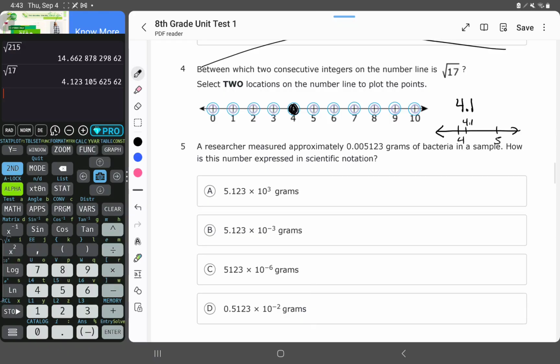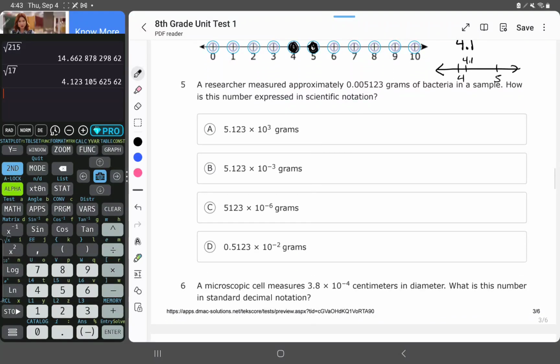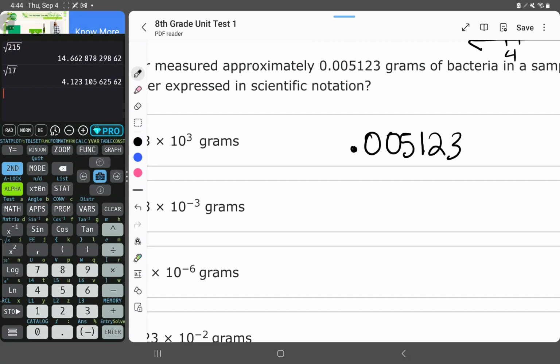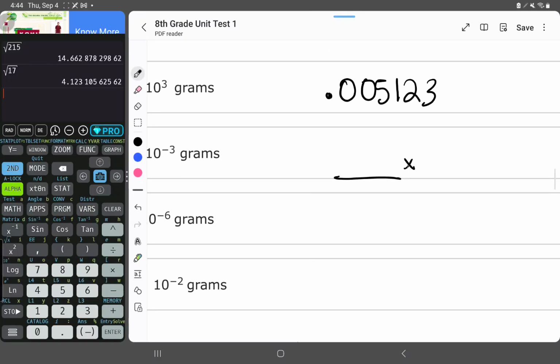So it's between 4 and 5. A researcher measured approximately 0.005123 grams of bacteria in a sample. How is this number represented in scientific notation? So I'm going to write this really, really big right here. Now, scientific notation is where you have blank times 10 to the blank.